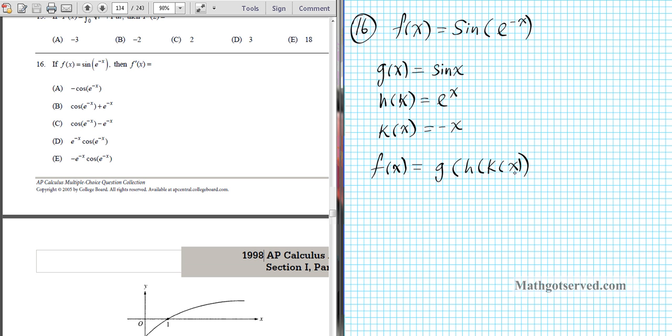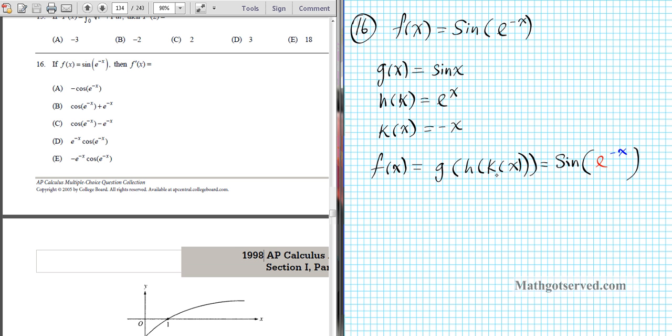If you compose those 3 functions, what you have is sine of e to the negative x. So you see the composition of 3 functions here. When we're using the chain rule, we're going to start from the outermost function and differentiate it, keeping the inner 2 fixed, and then we're going to shift to the second function on the inside, keeping the innermost one fixed, and then we'll differentiate the innermost function. That's basically how you differentiate it.